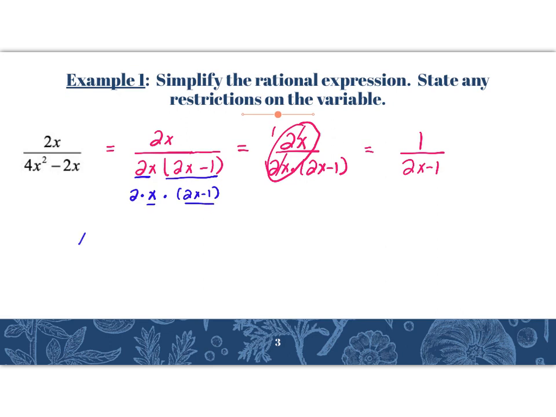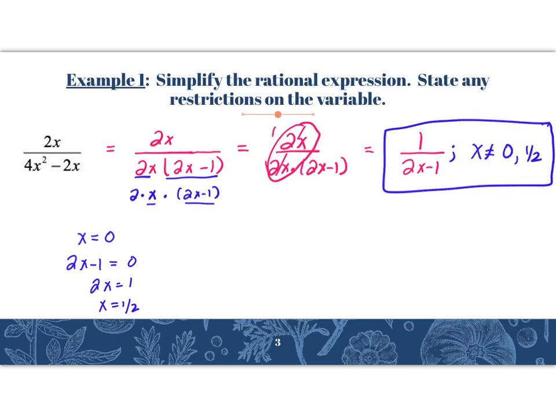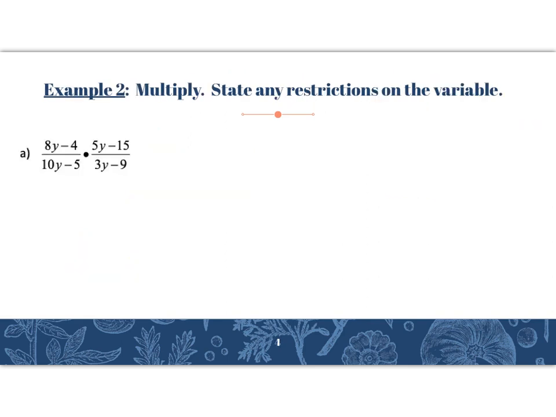So we have to set both of those equal to 0. So x equals 0, so x can't be 0. And then we have to set 2x minus 1 equal to 0. So add 1 to both sides, divide both sides by 2, so x is 1/2. So what are my restrictions? What can x not be? x can't be 0 or 1/2. Because if it were, then it would make the denominator 0, and we can't have that. So those two are no-goes. Those are our restrictions.